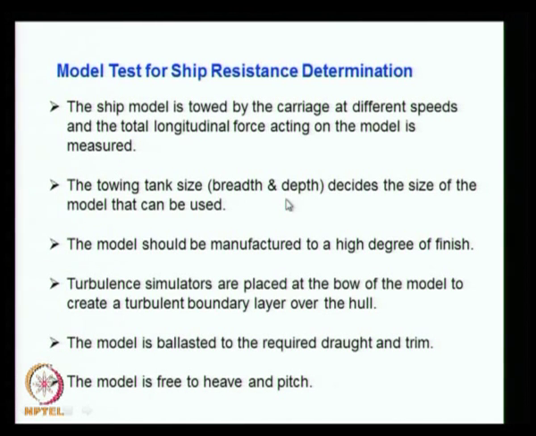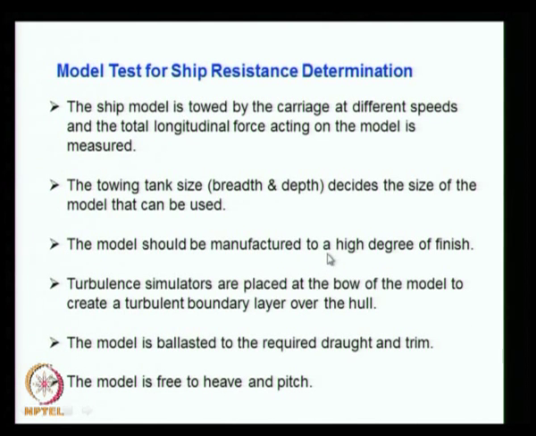If the model is too wide, breadth is high, then there will be influence coming from the tank boundaries, which will obviously increase the resistance and hence vitiate the results predicted from the model test. So that is a limitation of the model.